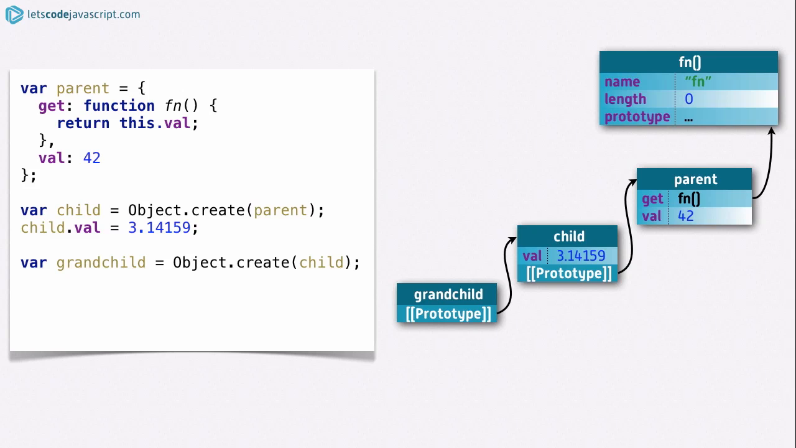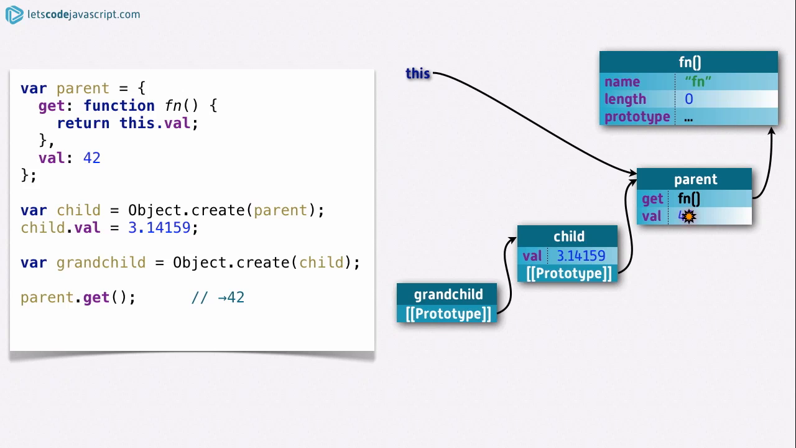Now the cool part is what happens when we start to use these objects. The base object is just like before. Let's say we say parent.get. Well, this is going to be set to parent, and then JavaScript will look for get on that object. And when it finds it, it will call the function which will say return this.val, which will cause JavaScript to look for val on parent. So that's pretty normal.